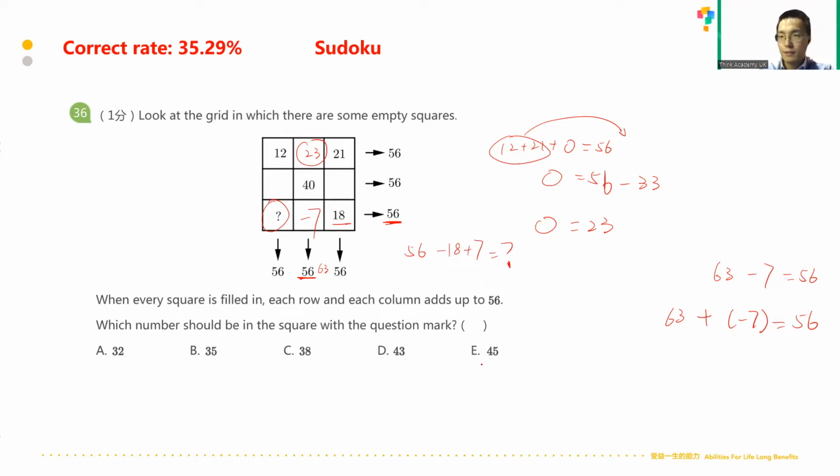38 plus 7 is 45. So 45 is the final answer. Just remember, in these types of questions, if it is not specified in the question, you can consider negative numbers. Okay, the answer is E, 45.